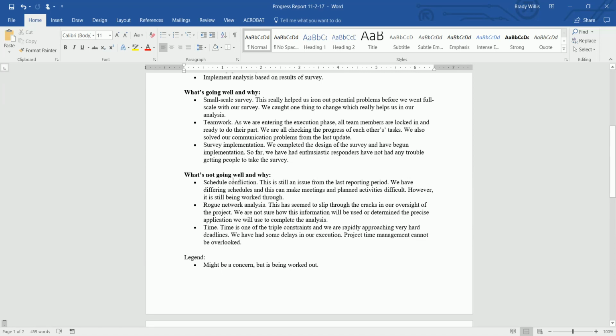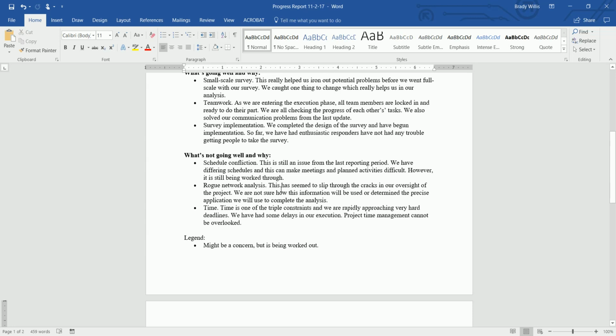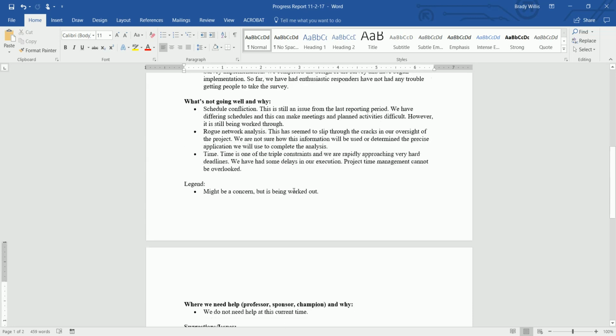So one thing I want to point out that's not going well necessarily is time. Time is one of the triple constraints, and with that we're coming up against some very hard deadlines. So we have to keep in mind that we have to work quickly, but we can't allow, just because we're working quickly, our quality of work to diminish. So we have to work efficiently and quickly and get our work done. So project time management can't be overlooked. It's something that's creeping up on us. The end of the semester is just getting here very quickly.